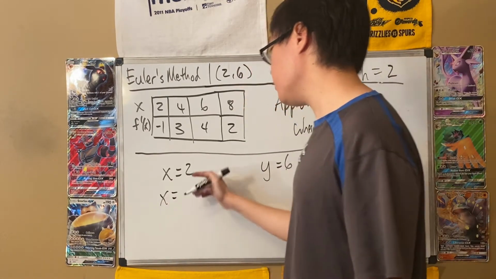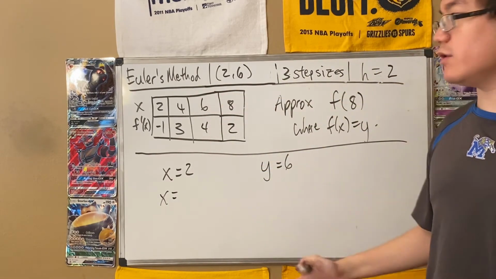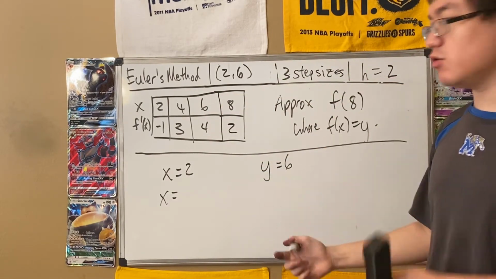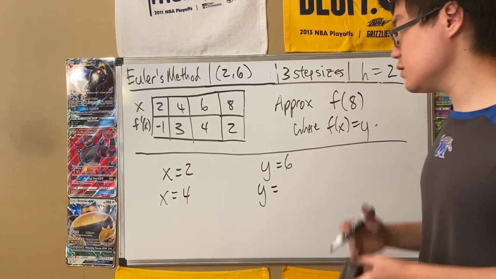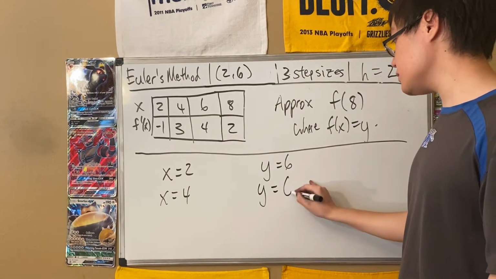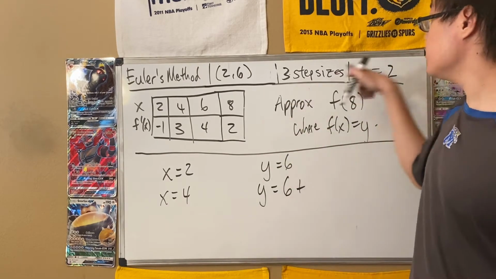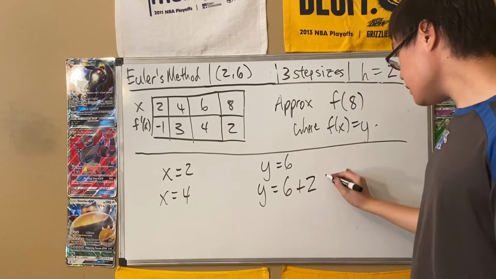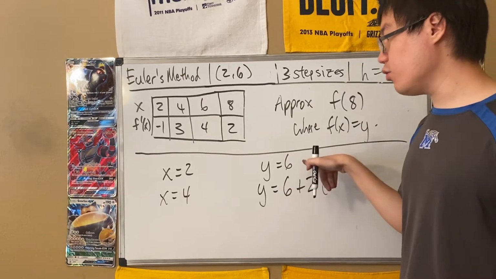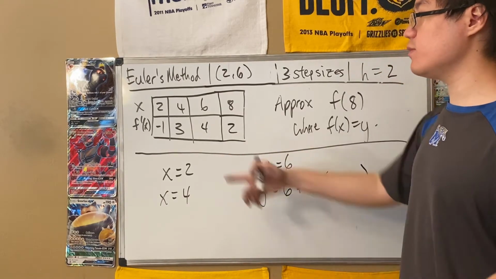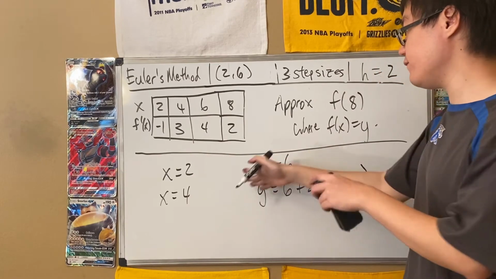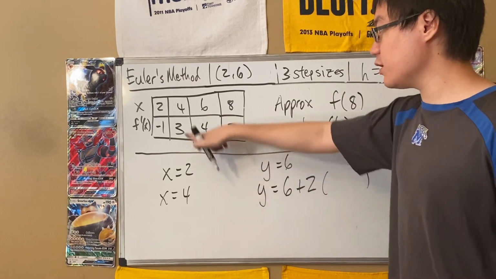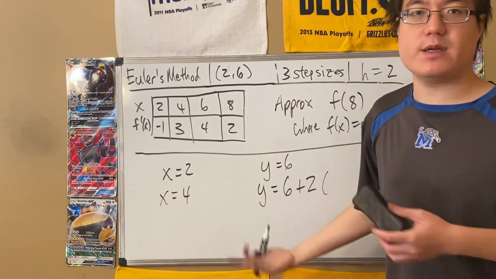What's the next y? Well, we can't go from 2 to 8 immediately. We have to add our step size, which is 2. So we have to start at 4 first. But it's still the same process. It's the previous y, which is 6, plus the step size, which is 2 in this case. Then we're going to plug in our old x and our old y into our slope. But keep in mind that it's just given in this table. So if you plug in the old x, you don't even need the old y actually. You're just plugging in this old x. What's the slope here? It's just going to be negative 1.